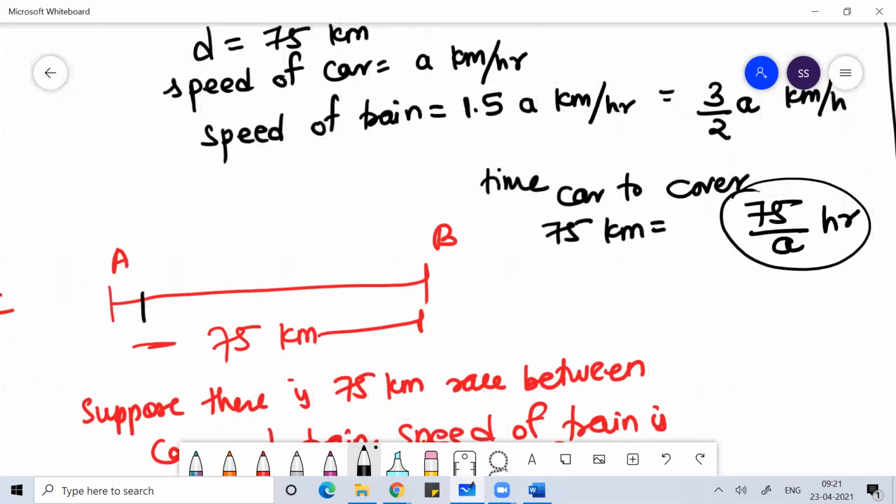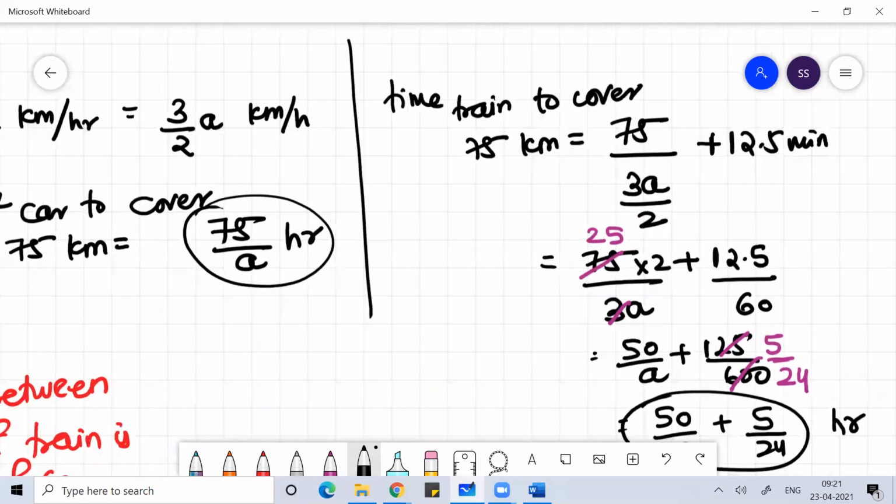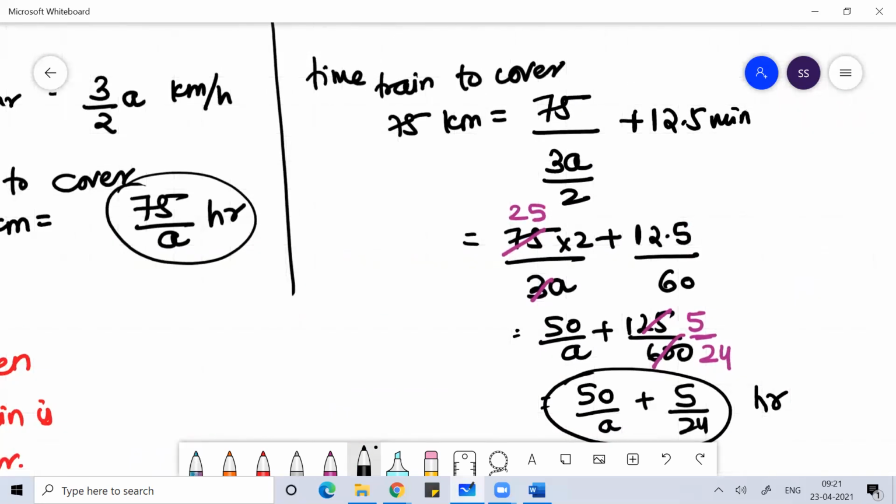This value, given in hours, will be equal to this value, because it is given that both train and car started at the same time and both reached point B at the same time. The car never stopped anywhere, and suppose the car speed is A kilometers per hour. The distance between point A and point B is 75 kilometers, so the time the car is going to take is 75 by A. Whatever time the car is taking, the train takes the same time, although the train is running fast, because the train is stopping at one of the stations for 12.5 minutes.